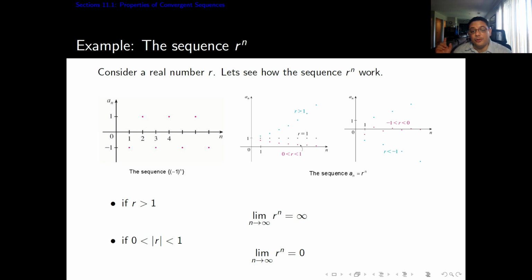And if the absolute value of r is between 0 and 1, then the limit when n goes to infinity of r to the n is equal to 0, and the sequence is convergent. Notice that I make the mention of the absolute value of r, because you can also have r being a number between -1 and 0. That also will be a convergent set of points, but it will be negative. So that's why I put the absolute value, to cover the two cases.